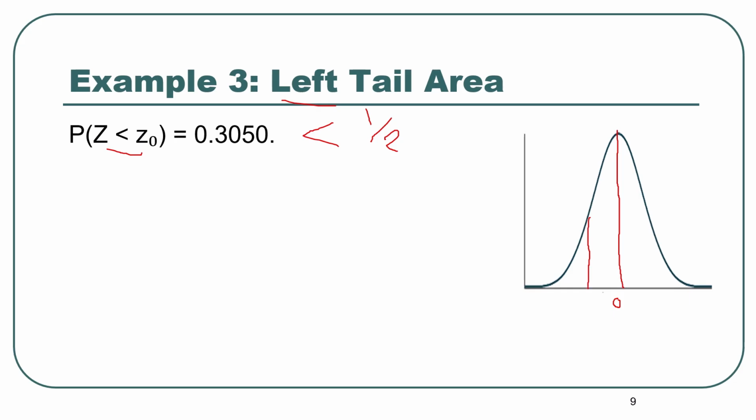Why is this? Because logically that 0.305 has to be within that half of my curve, because if z-naught was 0, then it would be half, but it is less than half, so z-naught should be less than 0. And this is good because this is a left area. This is my left area. I can enter my table safely.